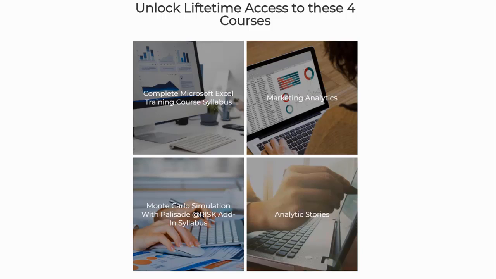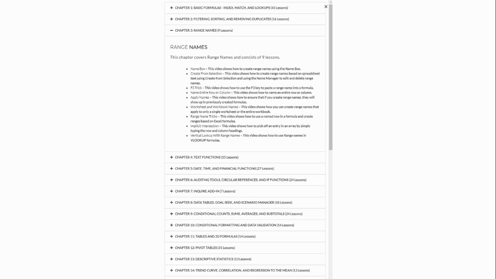And then the Monte Carlo simulation with Palisades, that is a very advanced course, and you would need @RISK. You get the course, but you would need the @RISK add-in to be able to follow along. I mean, you could still, of course, watch the videos. It's just that to follow along, you need to purchase the add-in. It is not included in the course. But again, if you click on any of the syllabi there, you would see something like this. And if you click the plus sign on any of the chapters, you would see every video that is included inside of that. So let's talk about the price of the course, right?